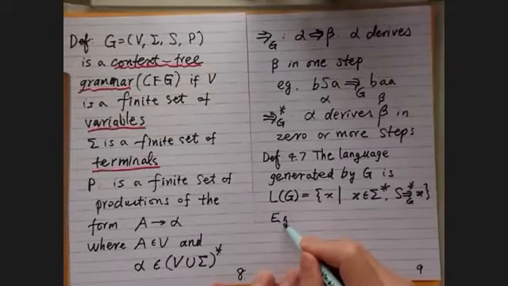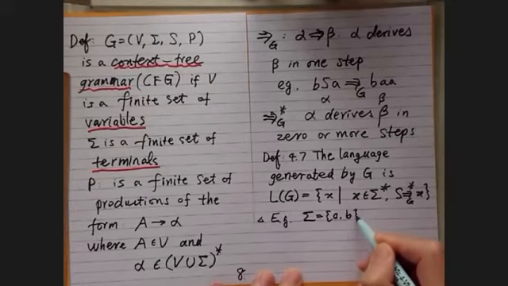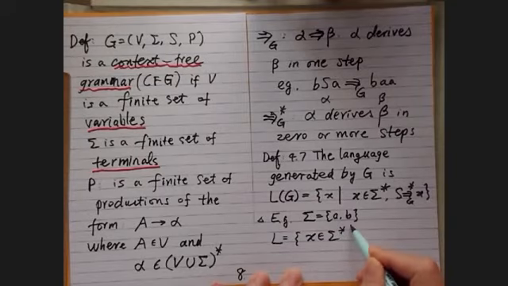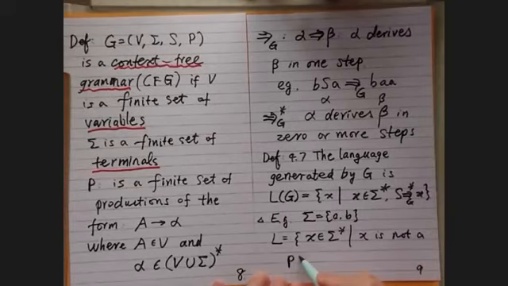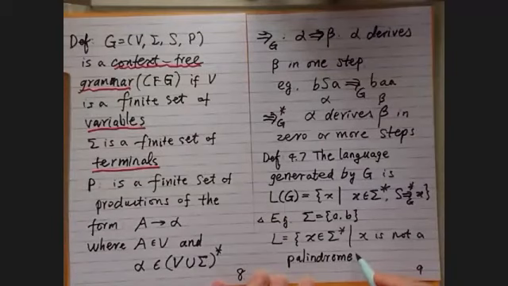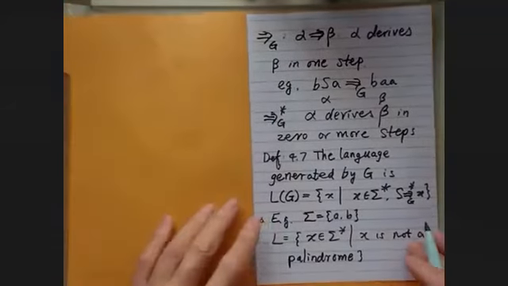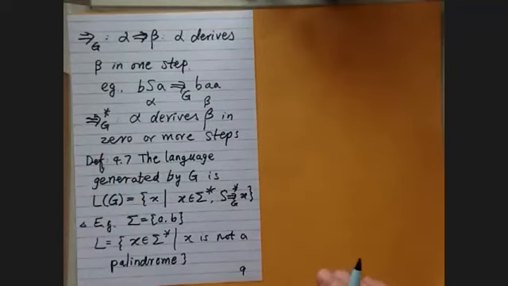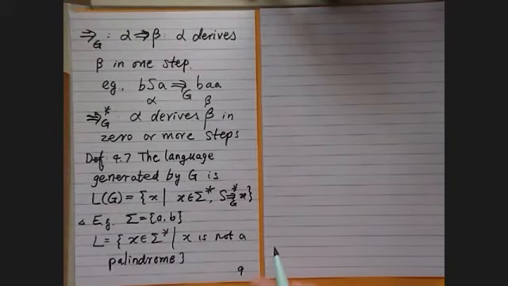So let's look at an example. Suppose I have sigma equal to {a, b}, and the language is all X from sigma star, where X is not a palindrome. And what is a palindrome? A palindrome is a string that reads the same from left to right as from right to left, forward order or back order. Then what you read is the same.